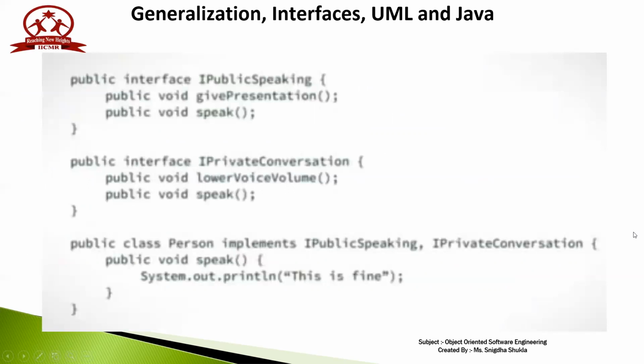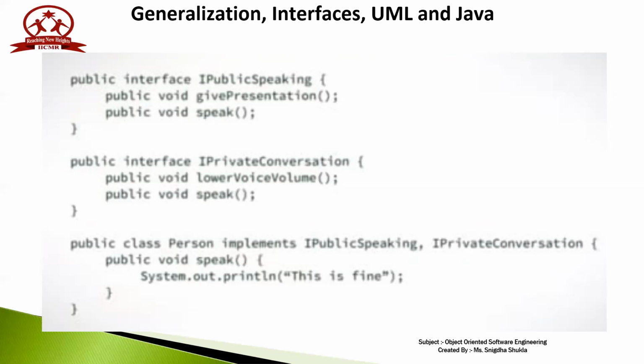Now in this example, we can see we have an interface, IPublicSpeaking. We have another interface, IPrivateConversation. IPublicSpeaking has two methods, givePresentation and speak. Then IPrivateConversation has two methods, that is lowerVoiceVolume and speak. Both are interfaces. So as we know, interfaces have only the method declaration part, but the body part doesn't exist in the interface.